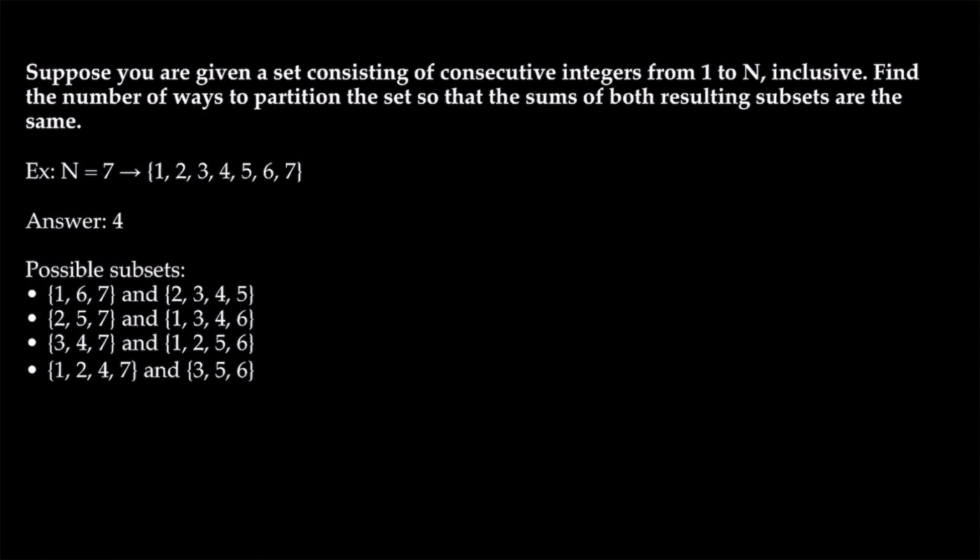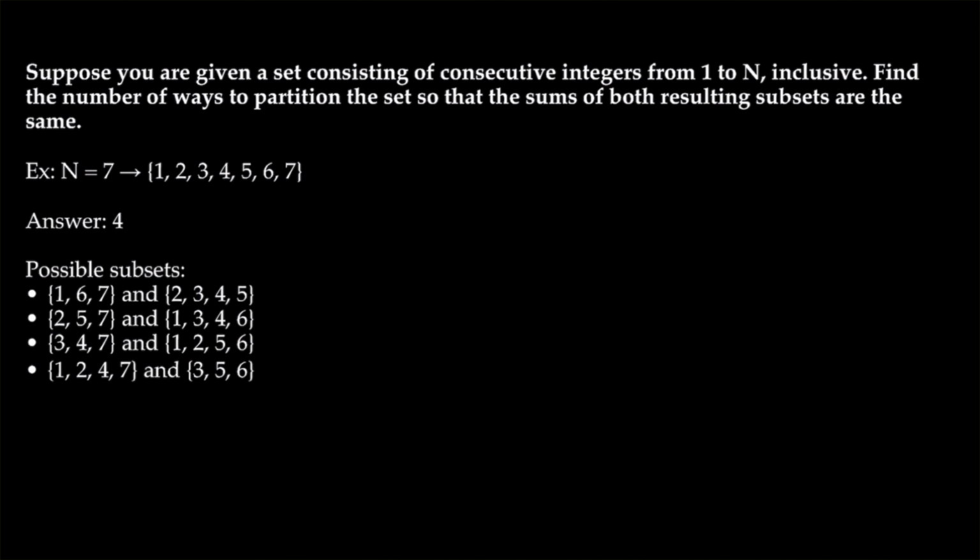We have n equals 7, and in the set we have the numbers 1, 2, 3, 4, 5, 6, 7. So we want to split this set into two subsets so that each element is in either one of those subsets, but not both. So here are the different ways we can do it. We can either do 1, 6, 7 and 2, 3, 4, 5, or we can split it into 2, 5, 7 and 1, 3, 4, 6, or we could do 3, 4, 7 and 1, 2, 5, 6, or we could do 1, 2, 4, 7 and 3, 5, 6.